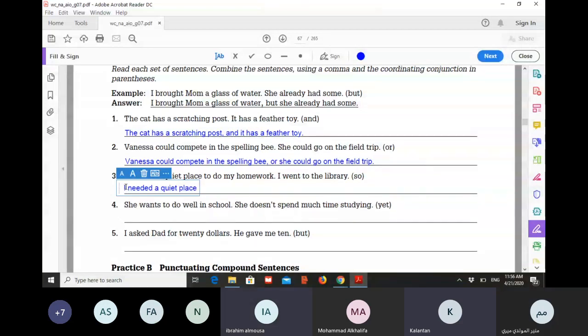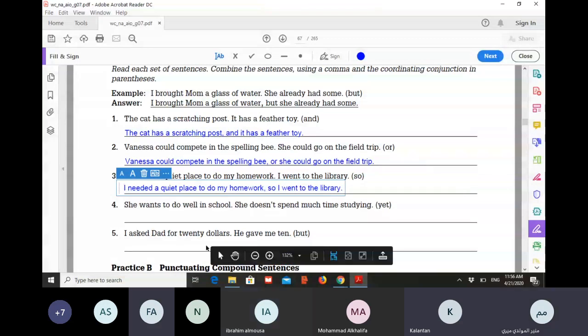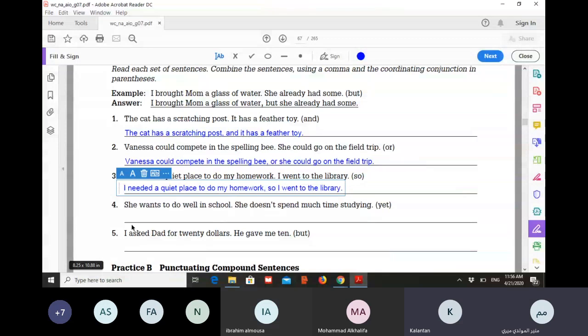Can I do the next one? Sure. Teacher, can I do 4? You're going to do number 5, Ibrahim. Okay, hold on. Yes, please. She wants to do well in school, comma, yet she doesn't spend much time studying. Excellent.